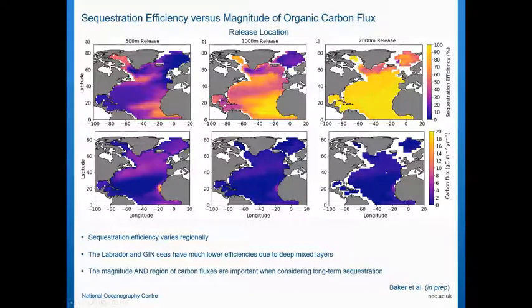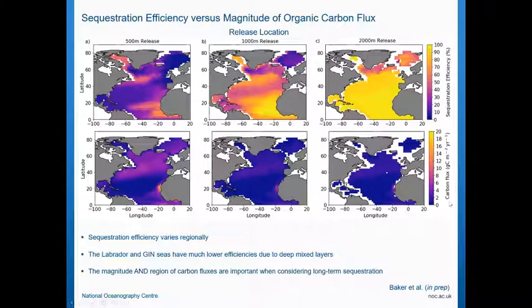And what you can see here again, plotted by release location for the 3 depths, is that sequestration efficiency varies regionally. So there's some spatial pattern here. Again, the Labrador Sea and the Gin Seas have much lower efficiencies due to these deep mixed layers. And again, as you see, the sequestration efficiency is much higher at these depths.